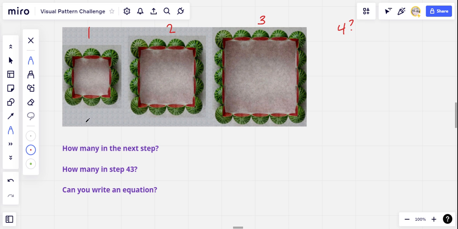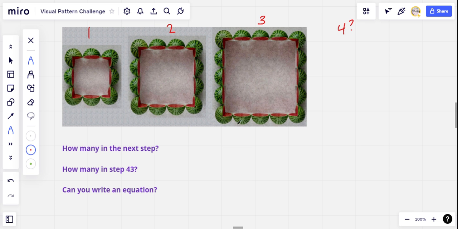So this one is a little strange because the watermelons are cut into fractions. So we've got half watermelons, and then these ones on the corners are 3/4 of a watermelon. So we're going to have to do a little bit of fraction addition to try to get the number of whole watermelons in each step. I don't know if the answers will come out as whole numbers or fractions. So that's a slightly new challenge. But otherwise, I think this is a pretty normal looking pattern.